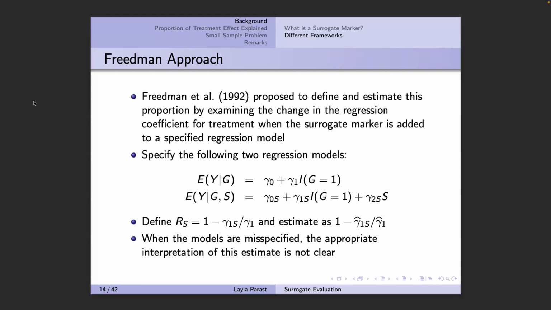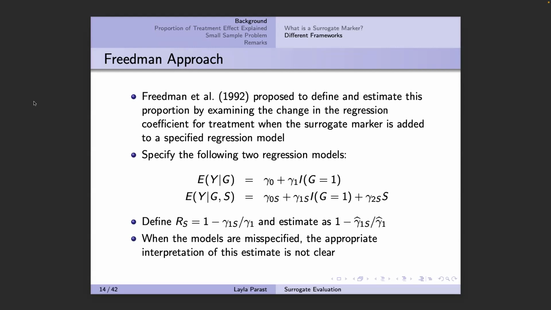Okay, so you fit two regression models. The first, your outcome is your primary outcome, and you have only the treatment indicator in the model, and you look at that regression coefficient for treatment. Then you fit a second model where you throw in the surrogate marker and you see how much your regression coefficient for treatment changed. Easy. And he defined the proportion of treatment effect explained with this R_S, R because it's a ratio, 1 minus the ratio between these two regression coefficients for treatment.